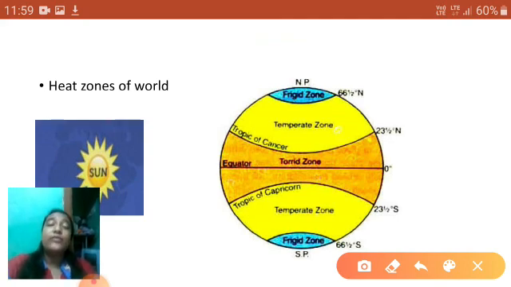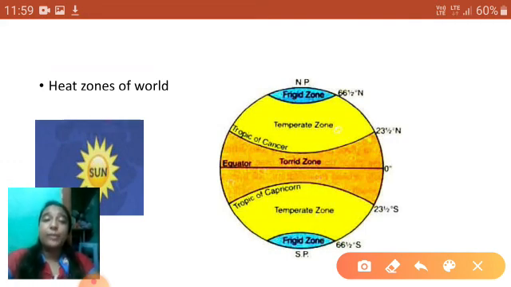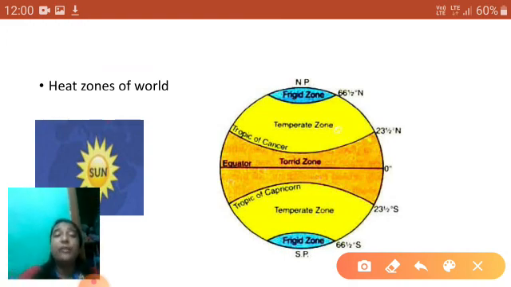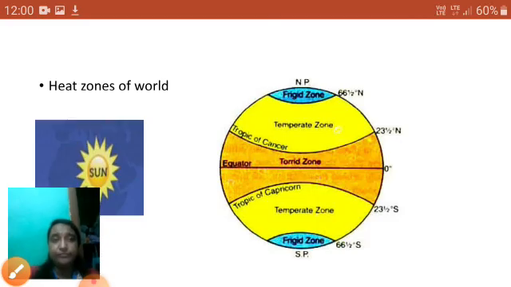Next, between the Arctic Circle and the Tropic of Cancer, we call it the temperate zone, and last we call it the frigid zone. In the same way, in the southern hemisphere, next to the torrid zone, it will be the Tropic of Capricorn. Between the Tropic of Capricorn and the Antarctic Circle, we call it the temperate zone, and after the Antarctic Circle, we call it the frigid zone. It will be very, very cold over there.